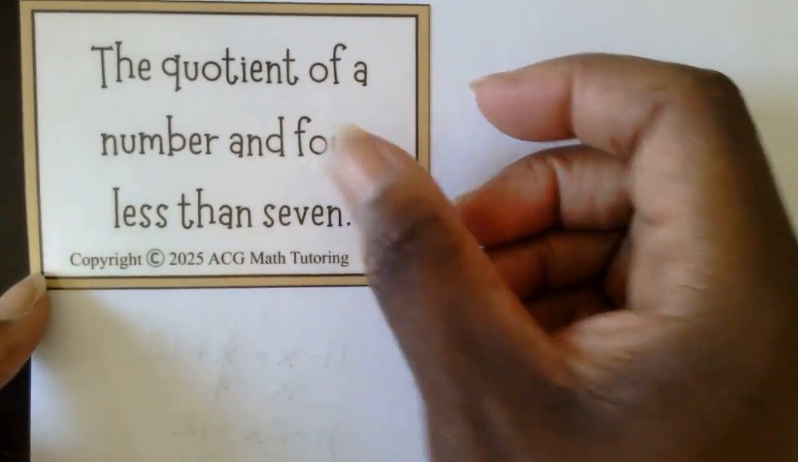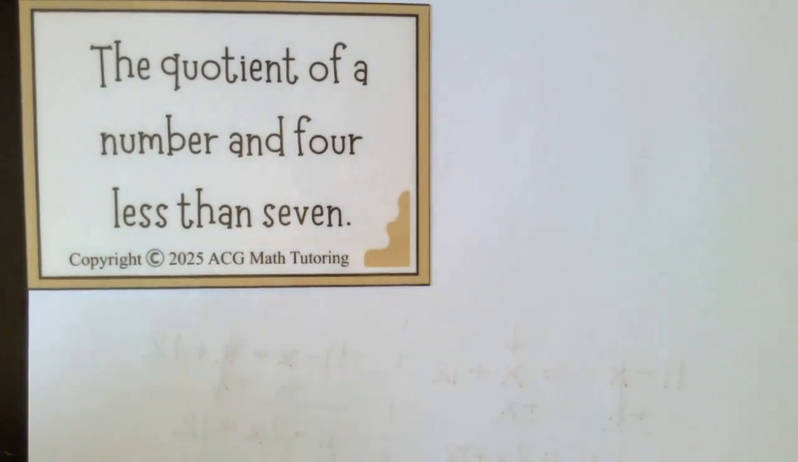Just a little bit. Okay, we're still with quotient. But quotient of a number and 4 less than 7. Ooh. Okay, now I'm ready. I swear I'm not going to touch it. Okay. The quotient of a number and 4 less than 7.